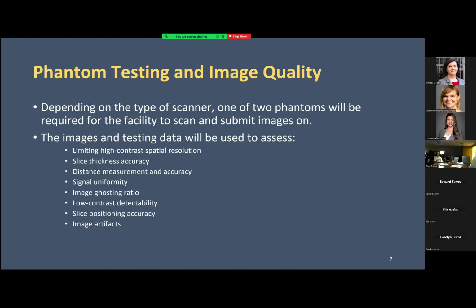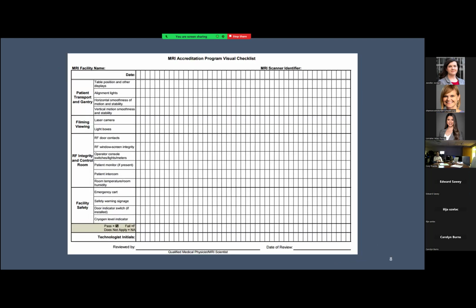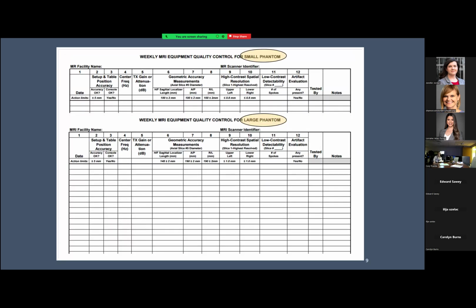Depending on the type of scanner, one of two phantoms will be used, an ACR phantom, and the images and testing data are then used to assess that contrast and spatial resolution, the slice thickness accuracy, that there's slice positioning accuracy, lack of artifacts, those things that were in the table earlier. And that's all documented on a program visual checklist. So it's very nicely organized, very easy to keep up with. And you can see here are the two tables for the small phantom and the large phantom themselves.